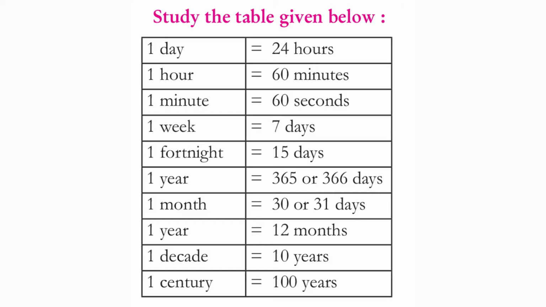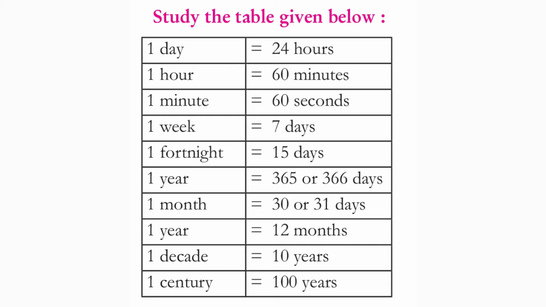Let's look at the study table given below. One day has 24 hours. 1 hour has 60 minutes. 1 minute has 60 seconds. How many days in a week? 7 days. One fortnight is 15 days. And in a year, there are 365 days. And in a leap year, that is 366 days. 1 month has 30 or 31 days. You know that some months of the year have 31 and some months have only 30. 1 year has 12 months.